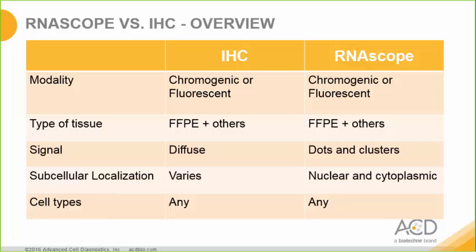In contrast to the generally diffuse staining with IHC, RNAscope signal is typically seen as punctate dots and clusters. Also in contrast to IHC, where the subcellular localization of signal varies with the target, with RNAscope the signal is usually in the cytoplasm, where transcript is transported to, with occasional detection in the nucleus.